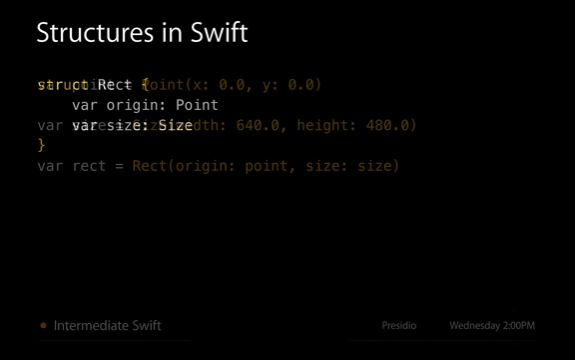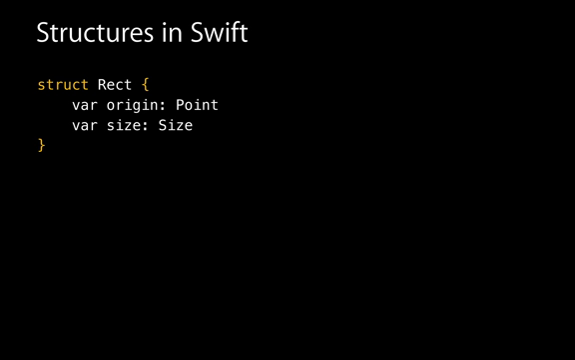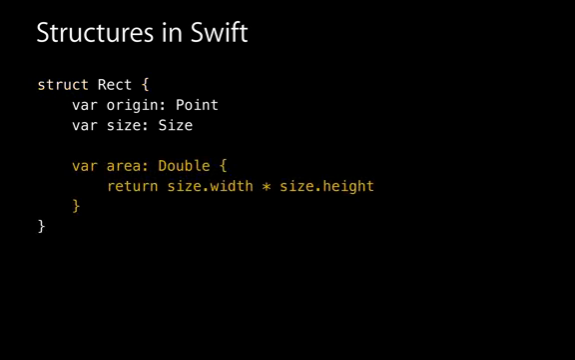OK, so this is a simple structure. It has an origin and it has a size. Those are two properties. It would be rather nice if I could add an area to my rectangle. That sounds like a computed property. So can we add one of those? Yes, we can. So here is an area property on my rectangle. It just returns the width times the height.